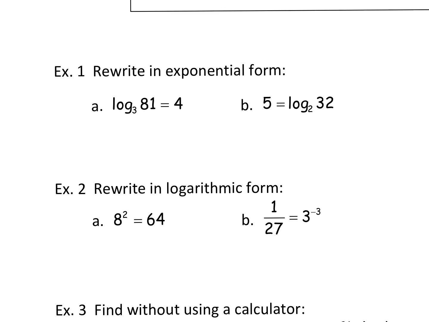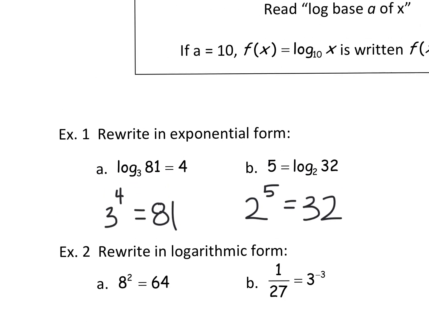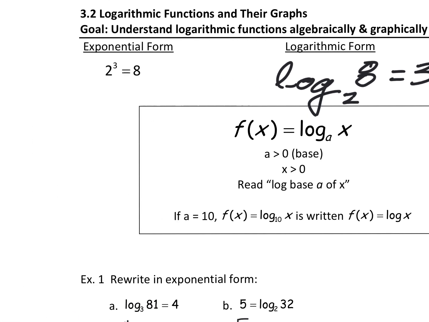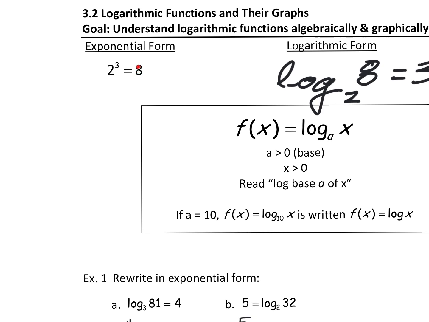So for example 1 here, you'll have a few problems in your assignment today where you're just rewriting the logarithmic equation as an exponential equation and vice versa. So for letter A, 3 is our base, 4 is our exponent, and that is equal to 81. Over here, our base is 2, the exponent is 5, 2 to the 5th, and that is equal to that term there, 32.